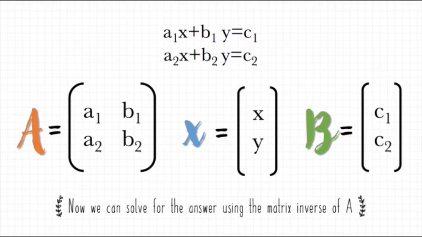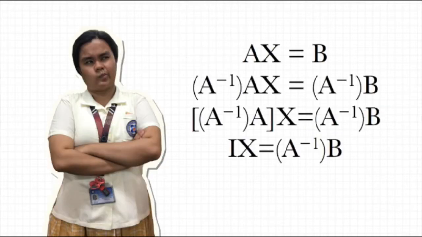To solve for the values of the variables X and Y, we can make use of the matrix inverse. Since there is no such thing as division in matrices, the closest we have is matrix inverse, and the formula goes as follows. Now let's try to solve the following example.